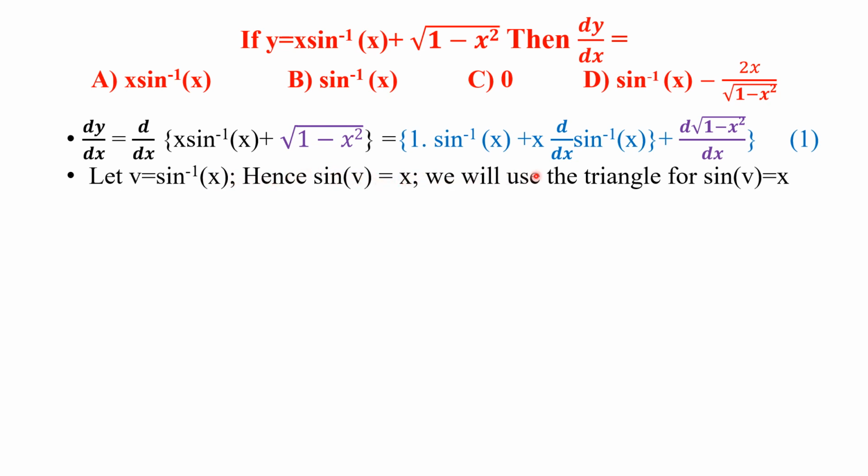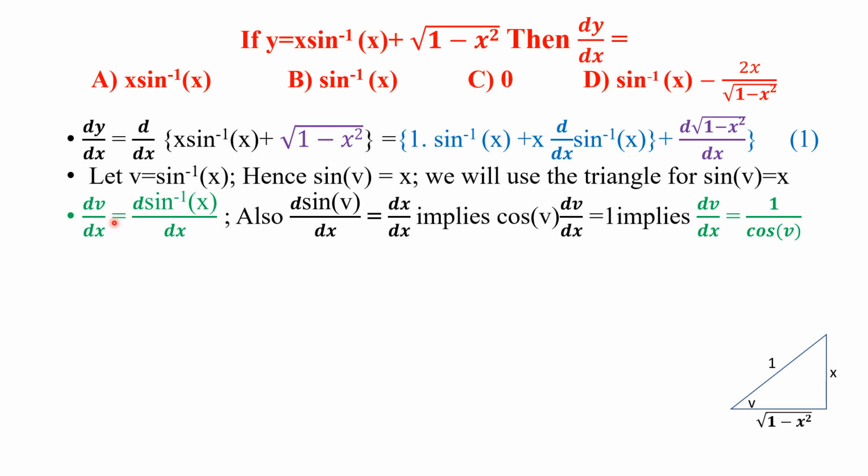We will use the triangle for sine v equals x. Here is the triangle. This is a right-angled triangle, and the value of this angle is v. So sine v will be the opposite divided by the hypotenuse. So sine v will be equal to x. So this is consistent with sine v equals x. So this triangle comes in handy. Now we have 1 and we have x, so this will be square root of 1 minus x squared.